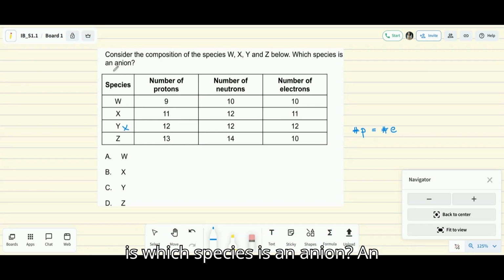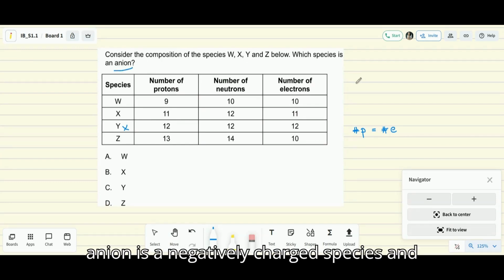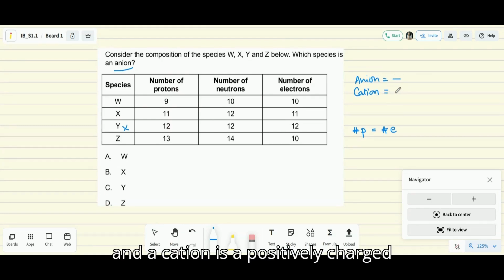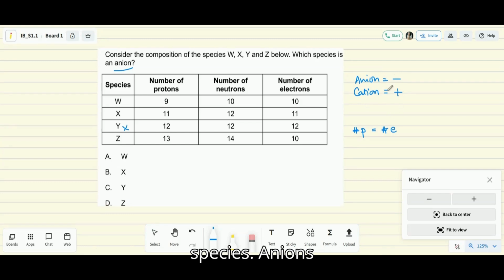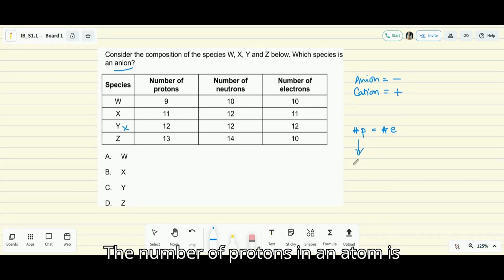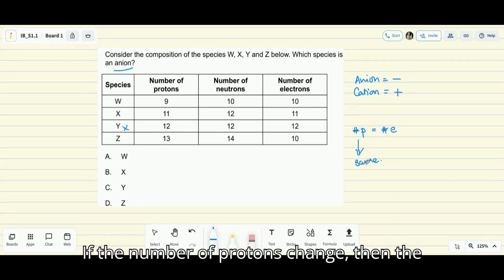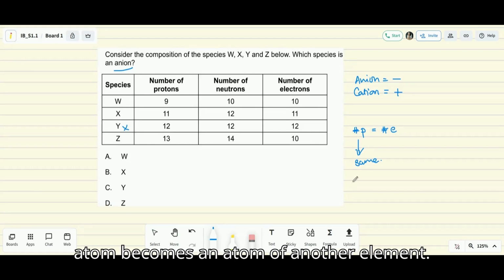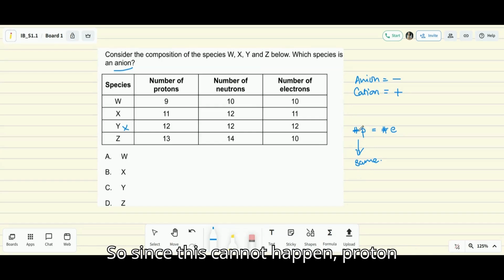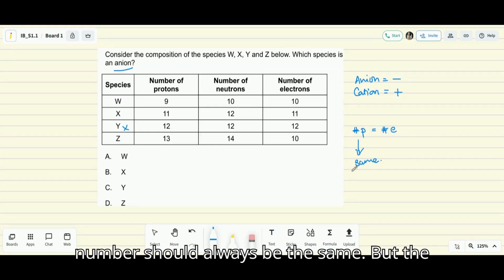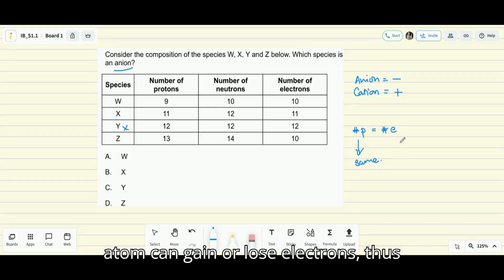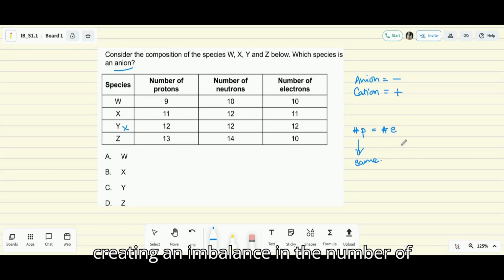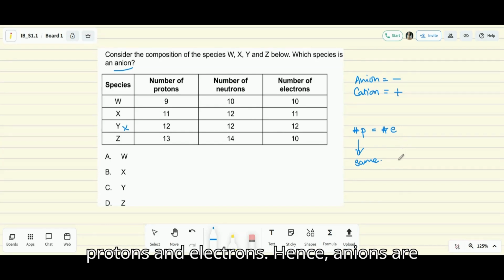Now the question is, which species is an anion? An anion is a negatively charged species, and a cation is a positively charged species. The number of protons in an atom is always the same. If the number of protons changes, then the atom becomes an atom of another element. Since this cannot happen, proton number should always be the same. But the atom can gain or lose electrons, thus creating an imbalance in the number of protons and electrons.